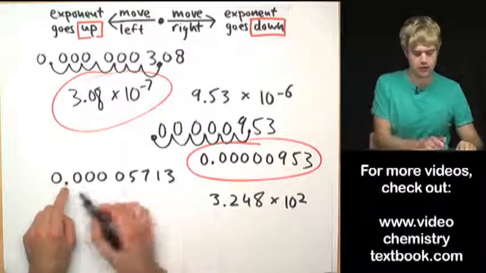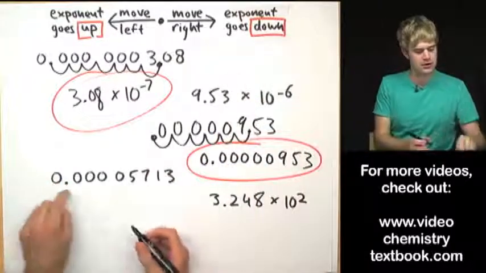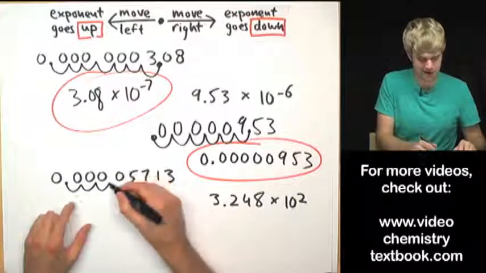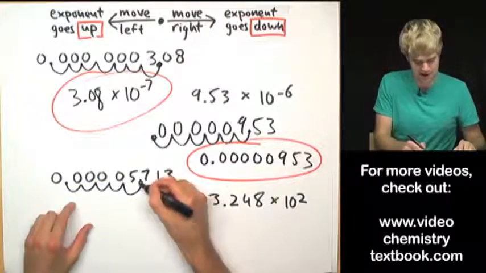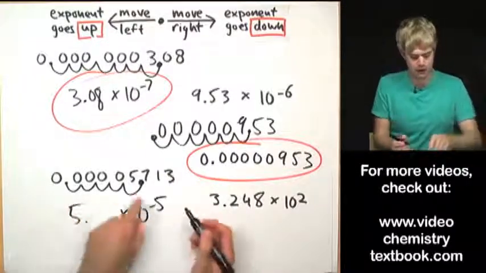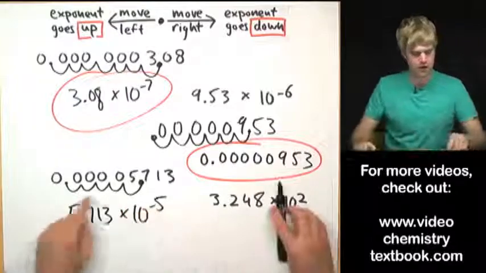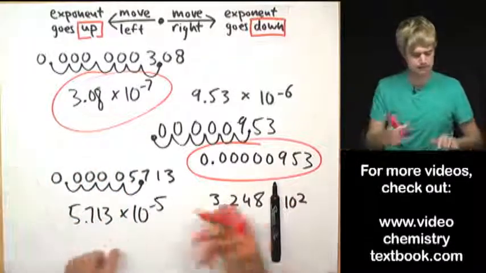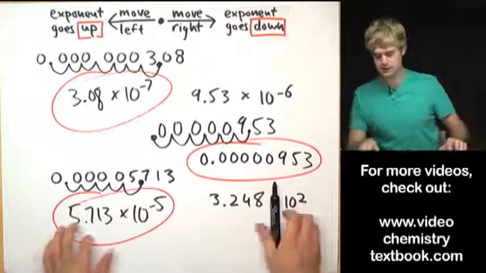Okay, 2 more. Put this into scientific notation. Decimal place is here, moving right, exponent goes down, start at 10 to the 0, 10 to the negative 1, 10 to the negative 2, 10 to the negative 3, 10 to the negative 4, 10 to the negative 5. 5.713. We don't keep any of these zeros here that are on the left-hand side. And this is our final answer.